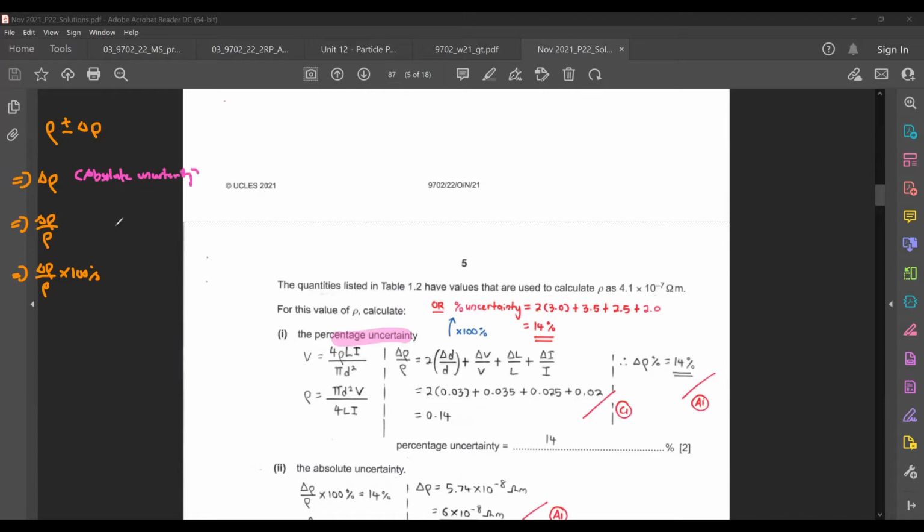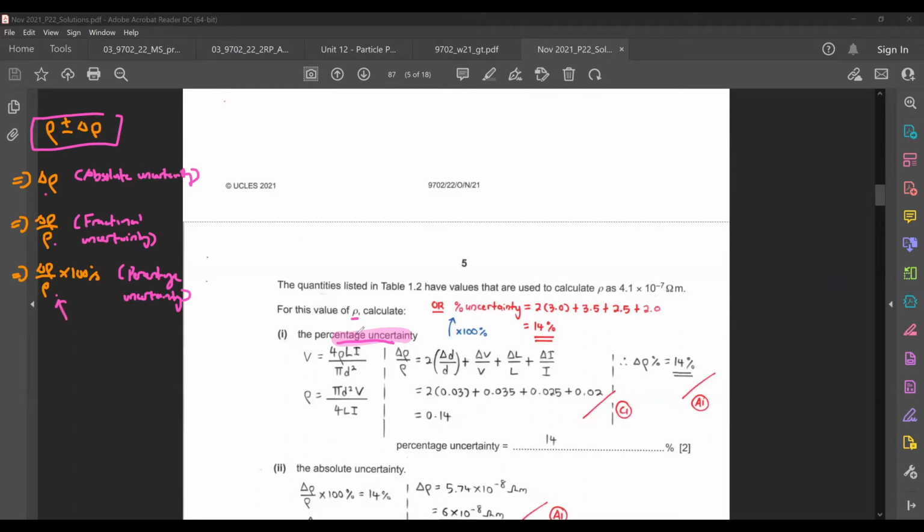Okay, this is absolute uncertainty. This is fractional uncertainty. This is percentage uncertainty. Okay, this is what we call percentage uncertainty. All right. So depending on what they want, you will tend to change your expressions differently. So right now they want the percentage uncertainty for rho, meaning to say they want this form.